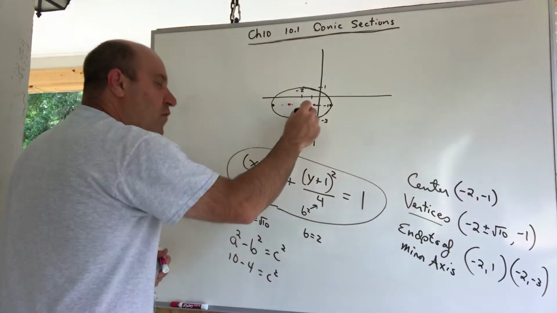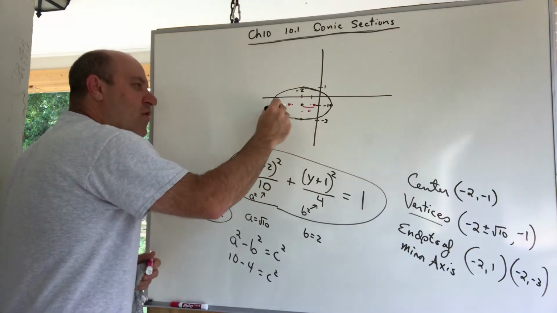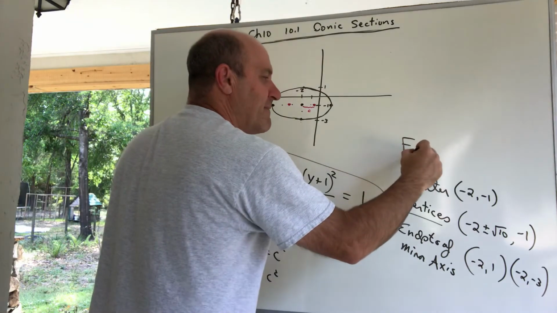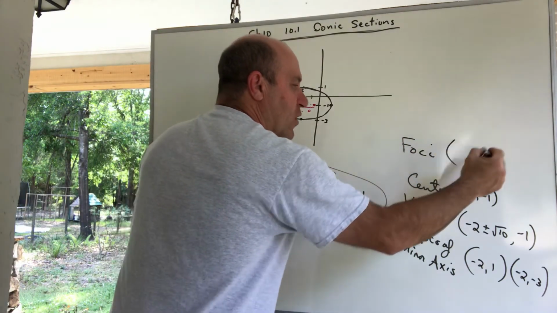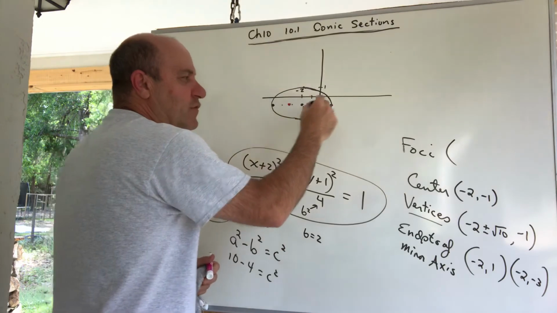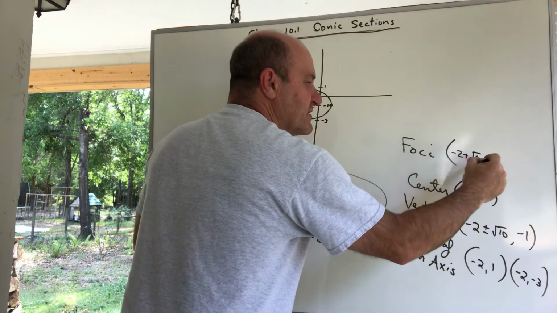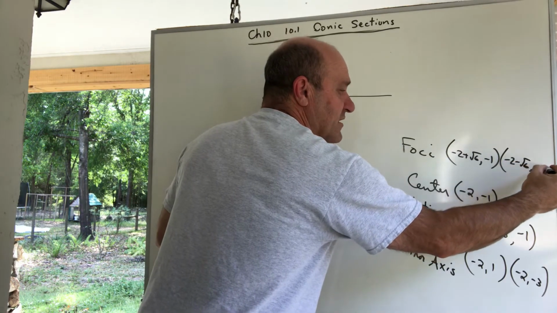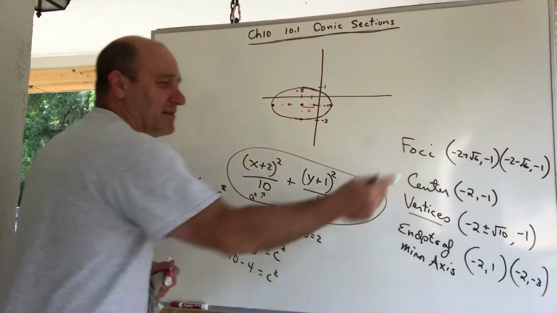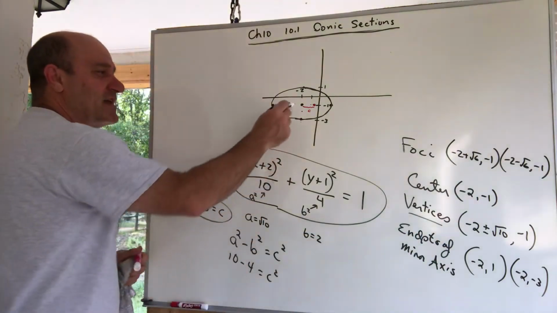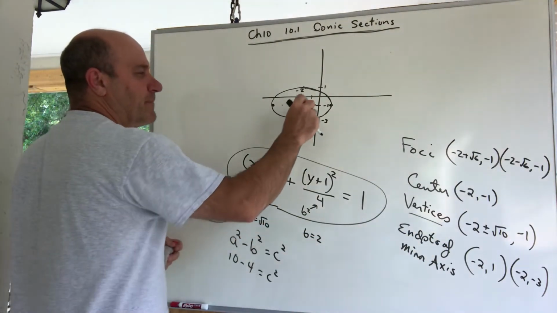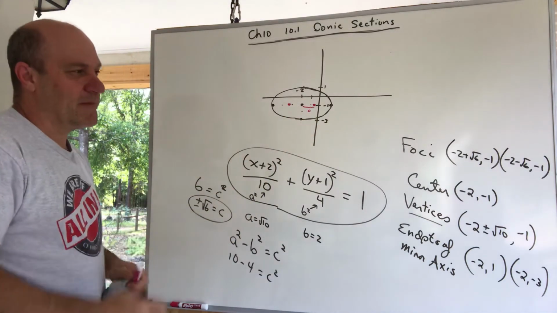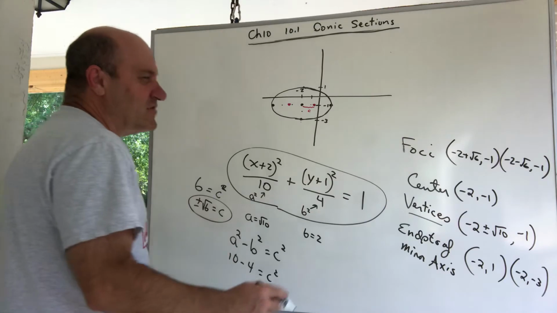And so I move over plus the square root of 6, and I go over minus the square root of 6. If I want to list those points as the foci, there's 2 of them. One of them would be -2 plus the square root of 6, comma, -1. The other one is -2 minus the square root of 6, comma, -1. I could have listed them together like I did the vertices. But there's the foci, a distance c from the center. That's pretty cool.